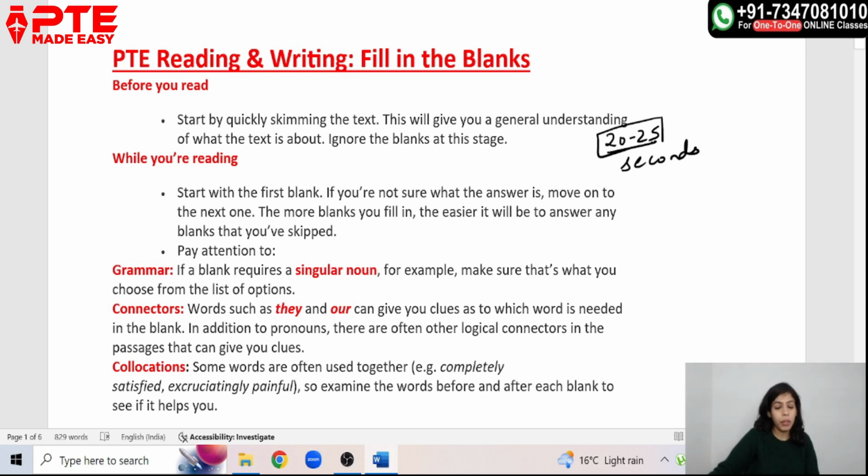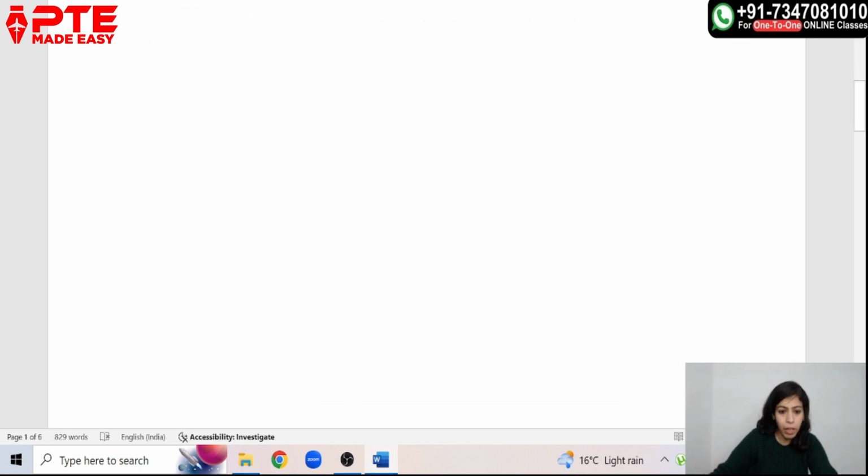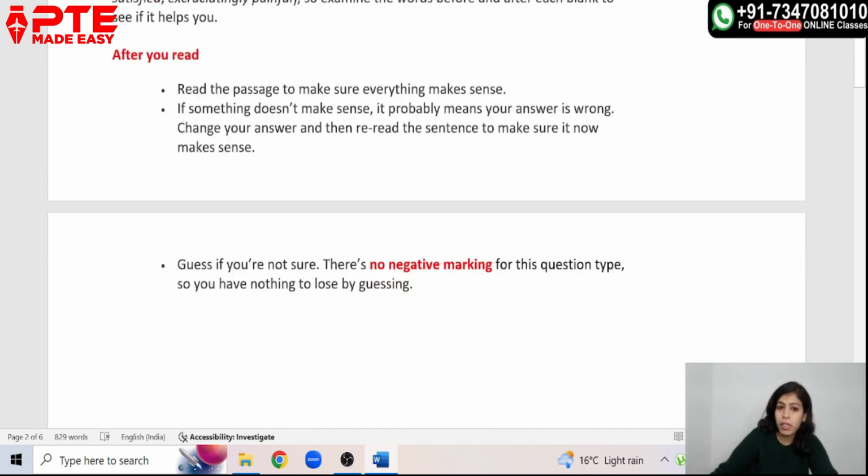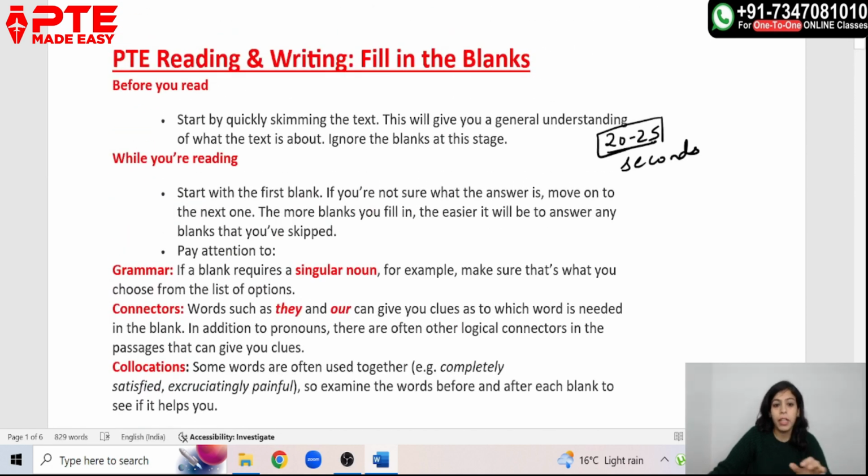Now, while you are reading, what do you need to do? Always start with the first blank. Okay. So you're going to start with the first blank. You will see which particular word form is going to come here. I'll explain everything one by one. Please try to understand the strategies first. Now, while you are reading, start with the first blank. If you are not sure what the answer is, move on to the next one. The more blanks you fill in, the easier it will be to answer any blanks that you have skipped.